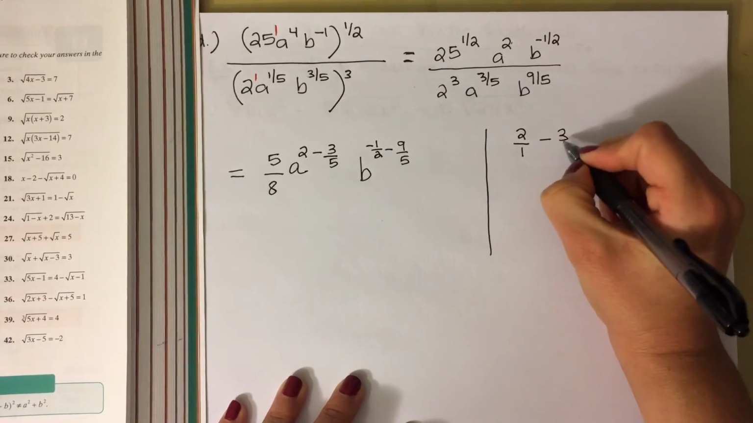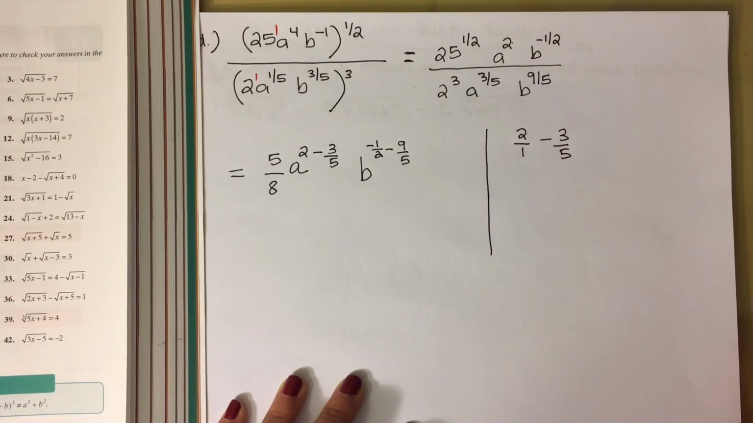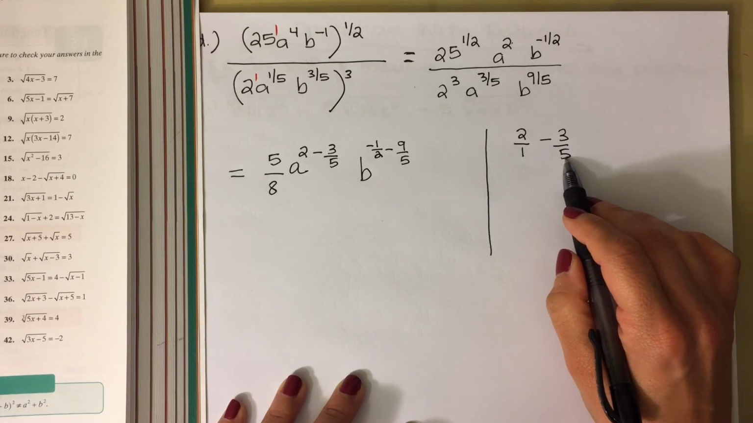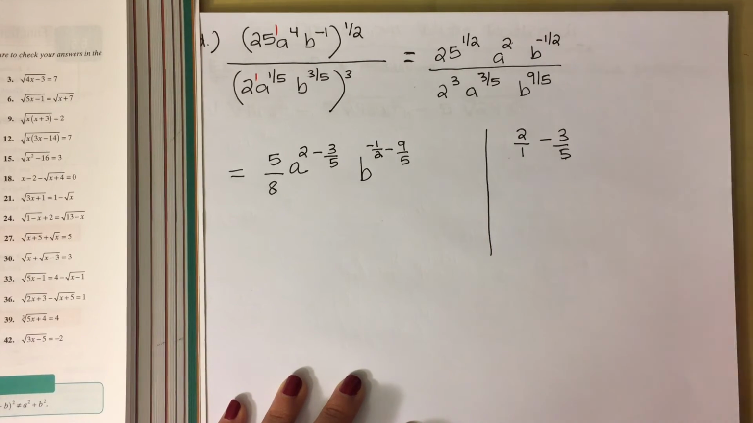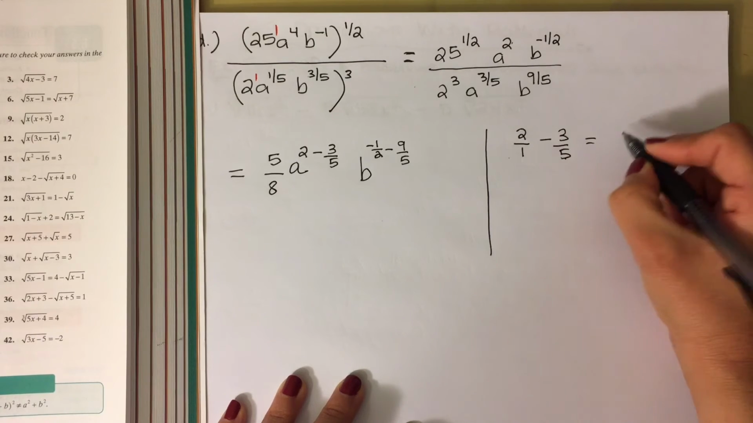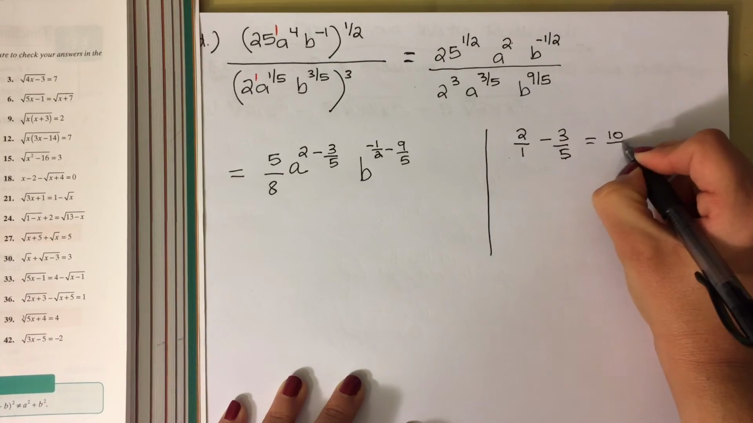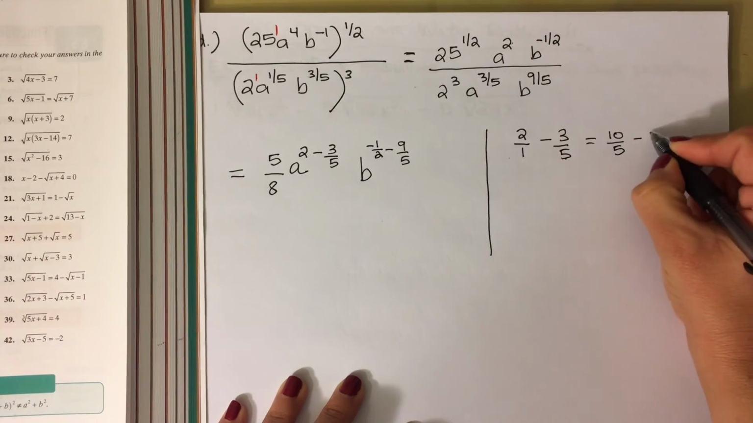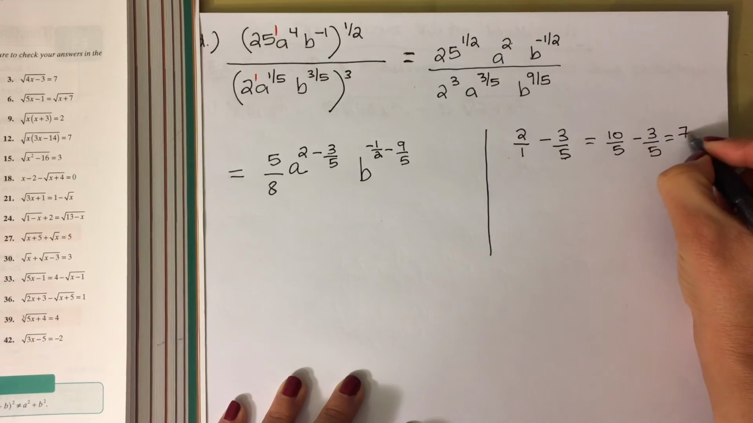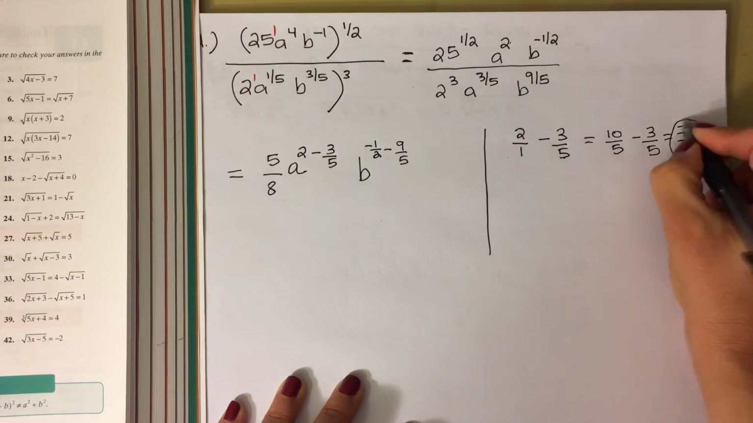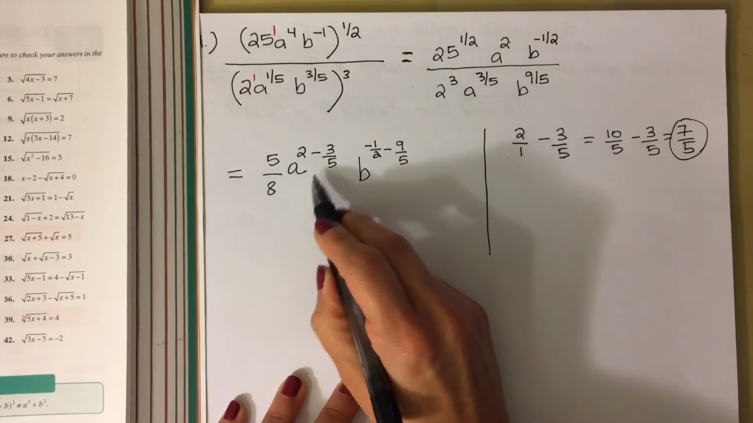2/1 minus 3/5. You need to get a common denominator, which in this case is 5. And so we have to multiply 2/1 by 5/5. So when you do that, you get 10/5 minus 3/5. That gives us 7/5. That's the exponent for A.